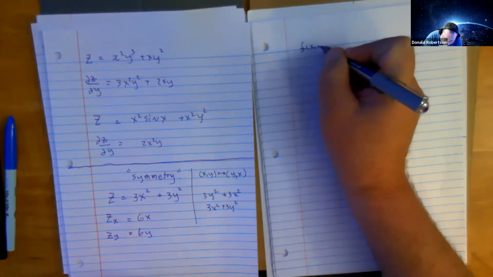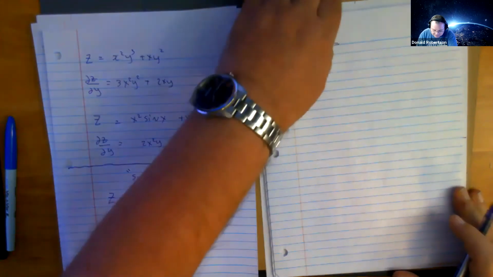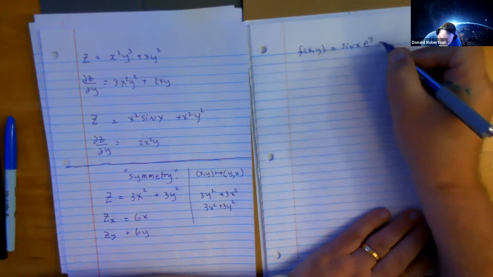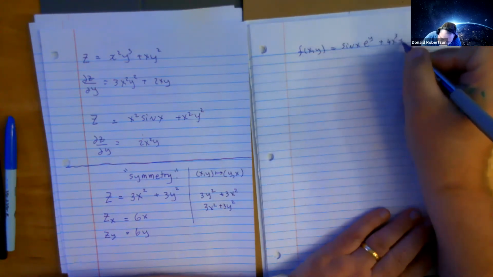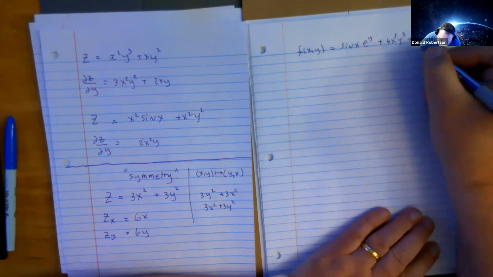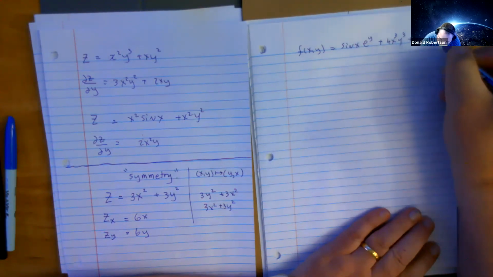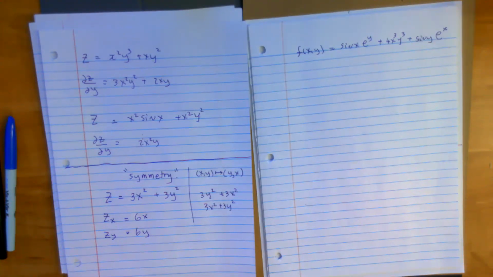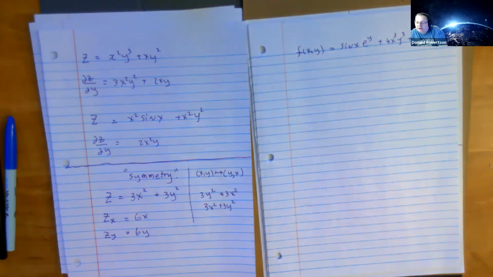So let me suppose I've got a function f of xy, and this function is going to be sine x e to the y plus 4x cubed y cubed plus sine of y e to the x. Would you agree that this function is symmetric? If the x's and y's switch places, wouldn't it end up being, with maybe a minor rearrangement, the same guy? Yes. So I am going to find both first partial derivatives.